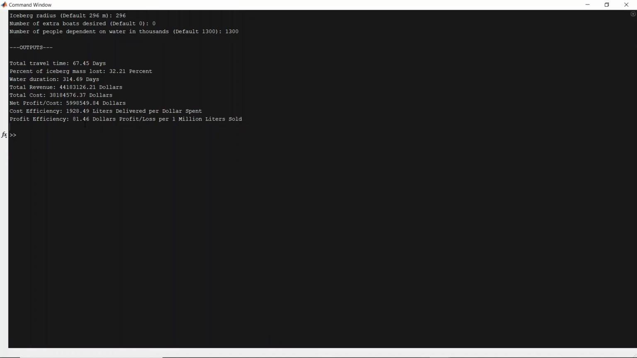So this is how our model works. You can see that it's very efficient, and it's also easy to be customized. And although it is not perfect, I think it's a very solid start and does a good job of estimating this problem.